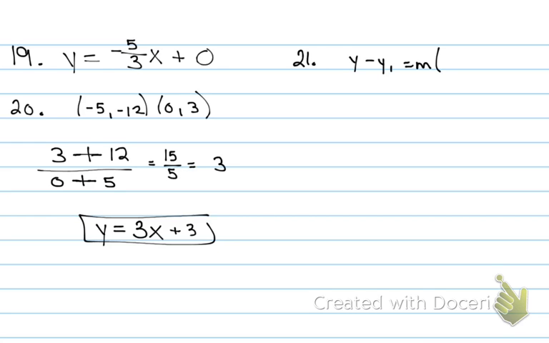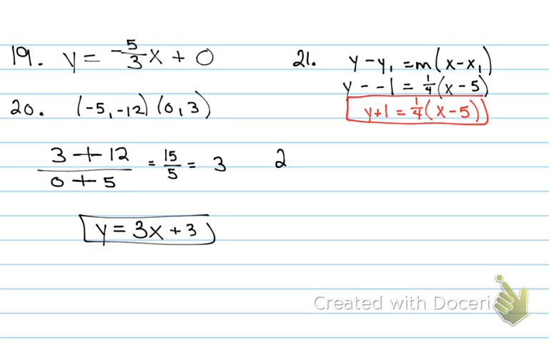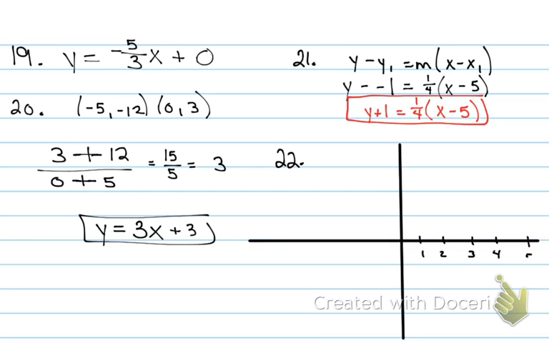On 21, all you had to do was plug in the ordered pair into point slope form. So my y1 value was -1, and my slope was 1/4, and my x1 value was 5. But this is not my final answer. Why? Why is this not my final answer? Because I have a double negative, okay? And now we're good.